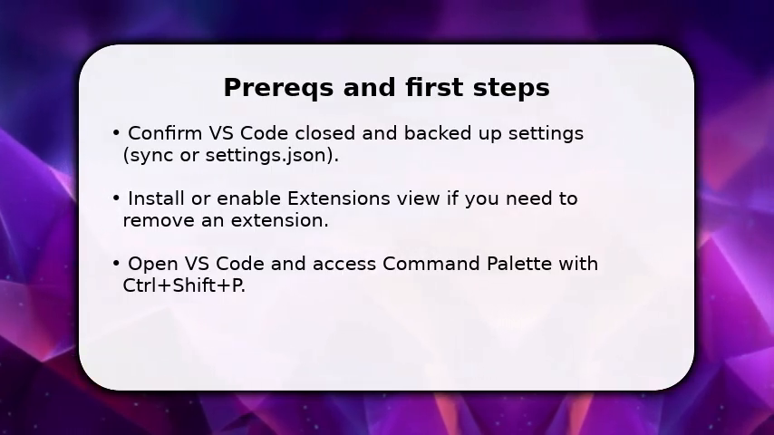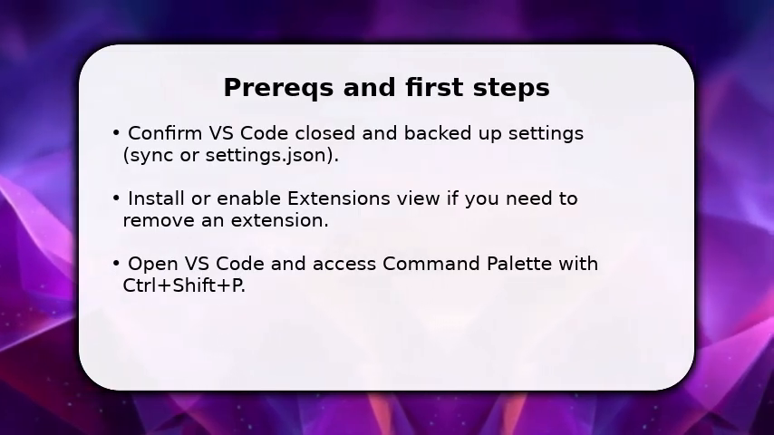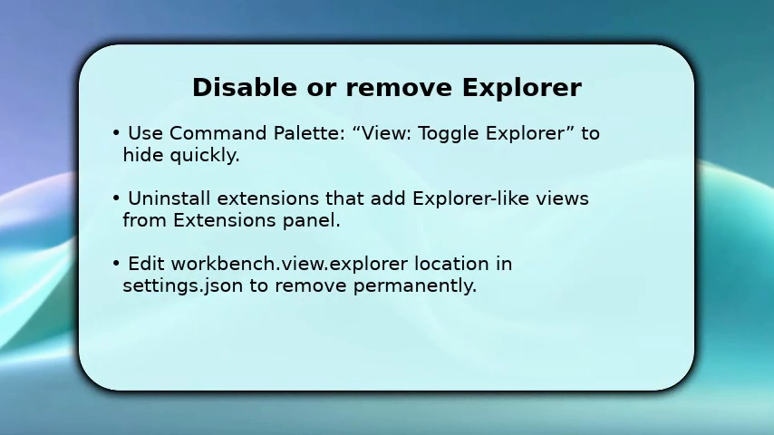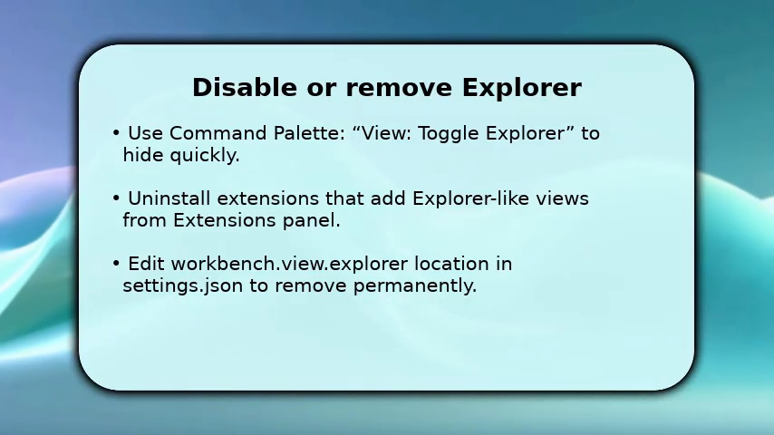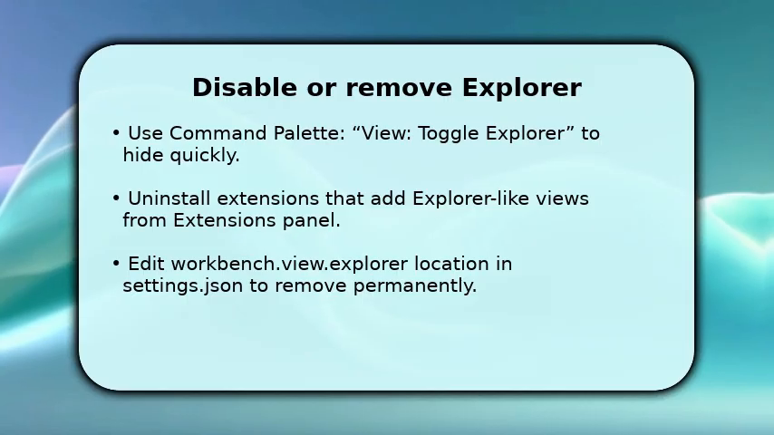Once done, type View: Toggle Explorer to verify its current state, and prepare to remove or hide it through extensions or built-in view controls. Now you'll make the change. To hide Explorer quickly, use the command palette and choose View: Toggle Explorer. This is reversible and fast.